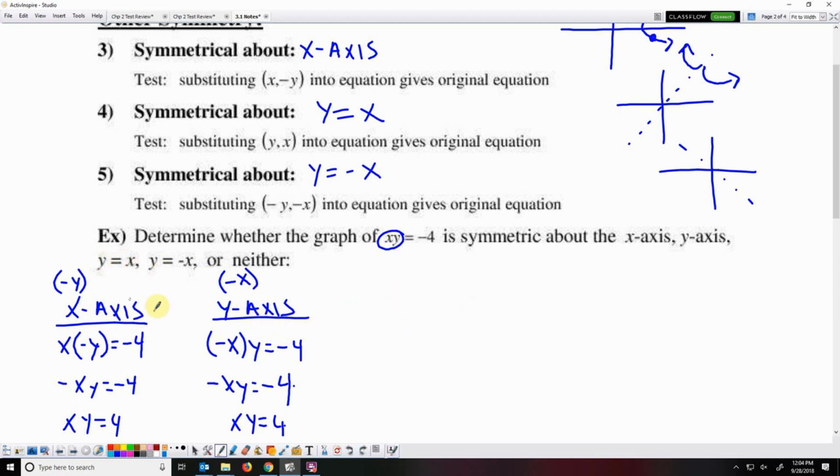Next is symmetry about y equals x. If y equals x, then x equals y, so every x and y can get replaced with a y and an x, respectively. So this x times y, I'm going to replace that x with a y, and I'm going to replace that y with an x, and see if I can mathematically make it equal the same as the original. Okay, so multiplication is commutative, so y times x is the same as x times y. And that matches the original equation. This graph will have symmetry about y equals x.